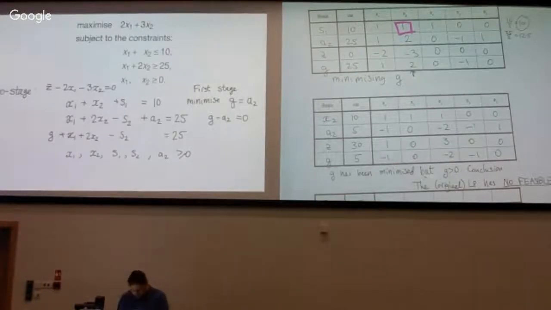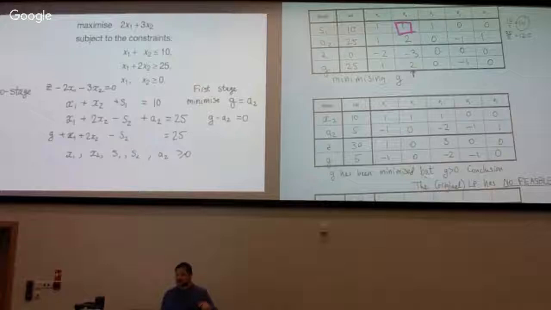I forgot. Okay, so I'll plot it later. You would see that the constraints, just the half spaces, don't have any common half planes, don't have any common intersection. You plotted it. Okay.